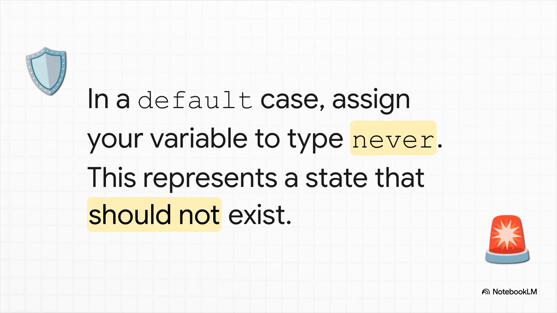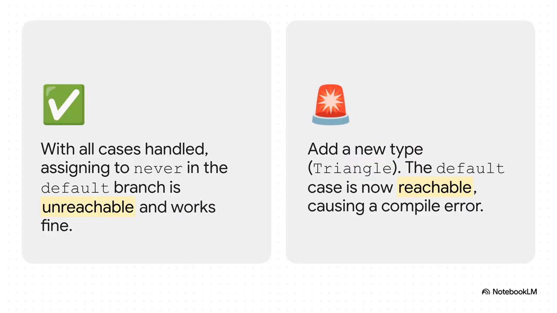So in our switch statement, after handling all the known cases like circle and square, we add a default case. Inside, we try to assign our shape variable to a new variable that's typed as never. Now, the never type literally means this state is impossible and should never happen. If we've actually handled all possible shapes, this code is fine, because that default case should be unreachable. Now watch the magic. It's like an alarm system for your code.